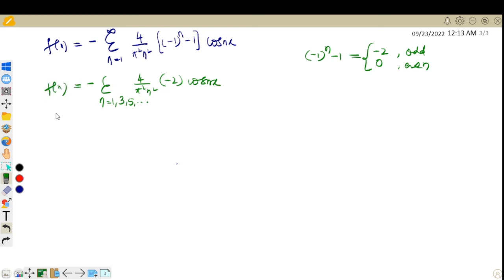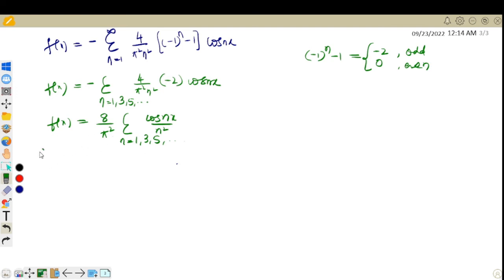Now f of x is equal to minus minus plus, this will become 8 by pi square. I will take it outside, and n runs over 1, 3, 5, and so on as it is. You will get cos nx by n square.